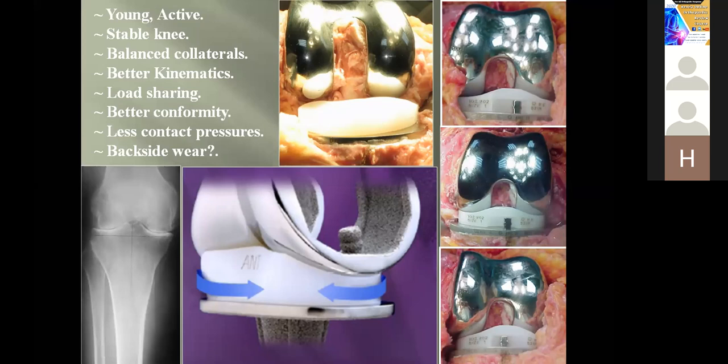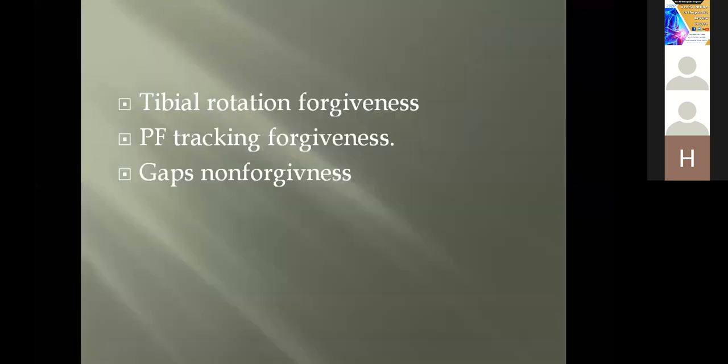By mobile bearing designs, we mean that the polyethylene can move in 15 degrees rotation for each side, internal and external rotation, on the tibial base plates. And in some designs, it can move anteroposteriorly with translation between 10 and 15 millimeters. Whether this type of prosthesis reduces wear is a matter of debate, but what is not a matter of debate will come in the next few slides.